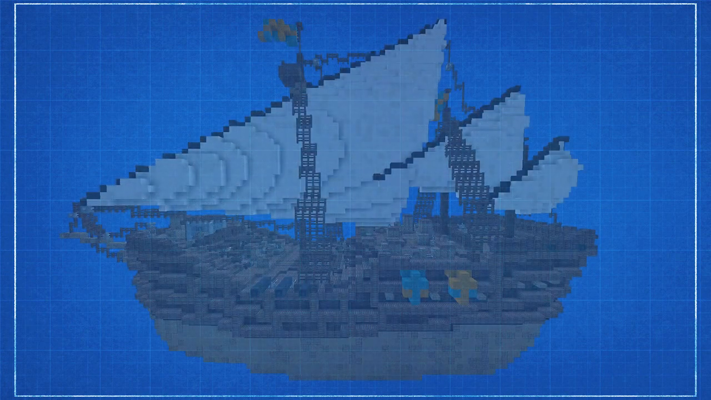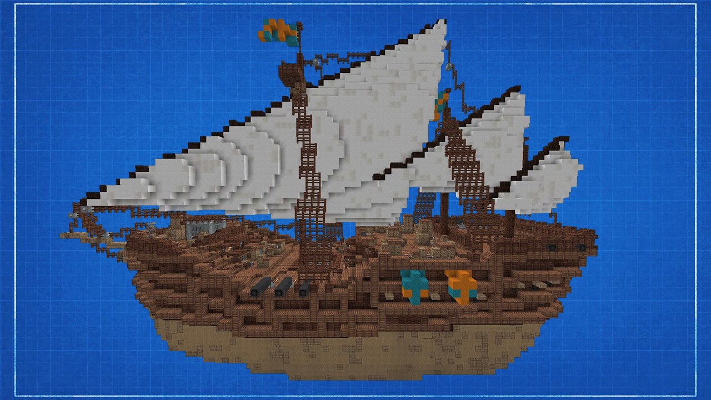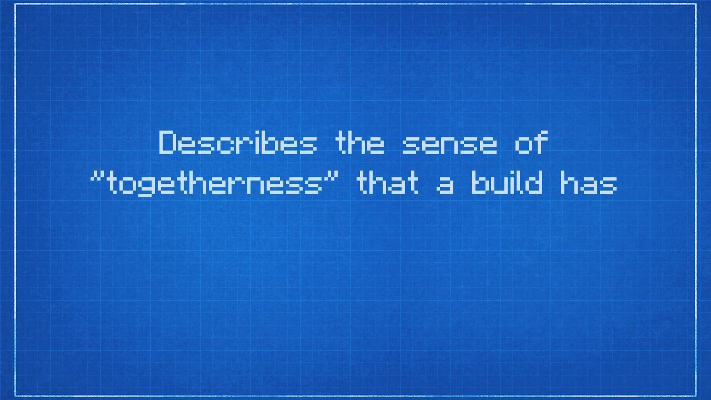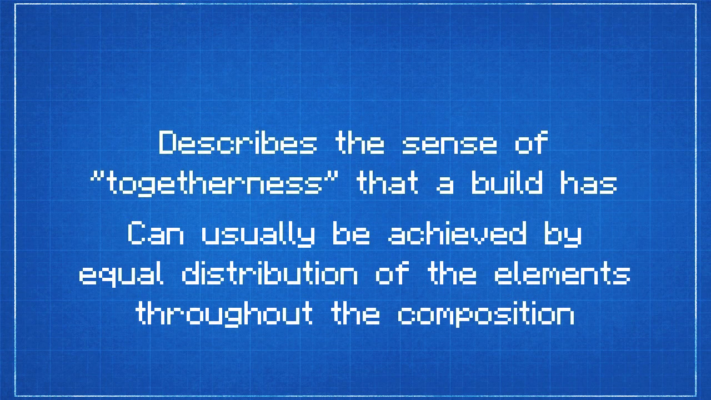Oftentimes, boats, such as this one made by Animatia, use differently colored layers in their hulls and therefore are ununified. Of course, this build contains other aesthetically pleasing properties that make it look nice, but we're going to get to those in another video. And that's all there really is to unity. Just remember that it gives the build a sense of togetherness through an equal distribution of the elements throughout the composition.